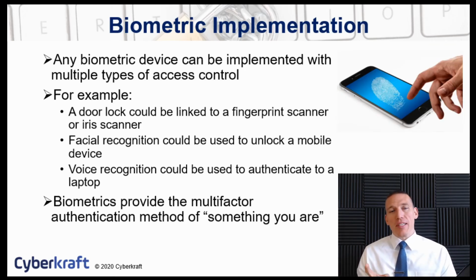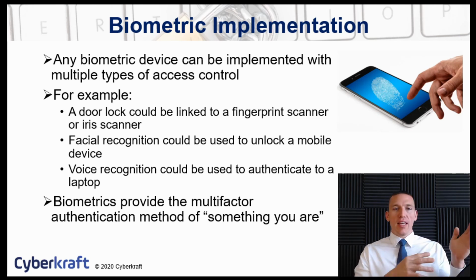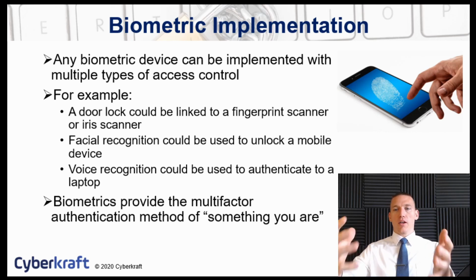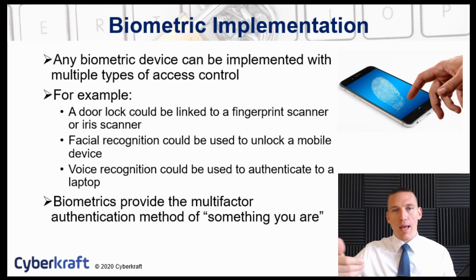With biometric implementation, you can implement biometrics with any of the access control models we've talked about, and it can be used for physical security. It can be used to authenticate to a network for network security. For example, you can use facial recognition to unlock your mobile device. You can use a fingerprint scanner in conjunction with a door lock. You can use voice recognition to log on to a laptop using the laptop's microphone.